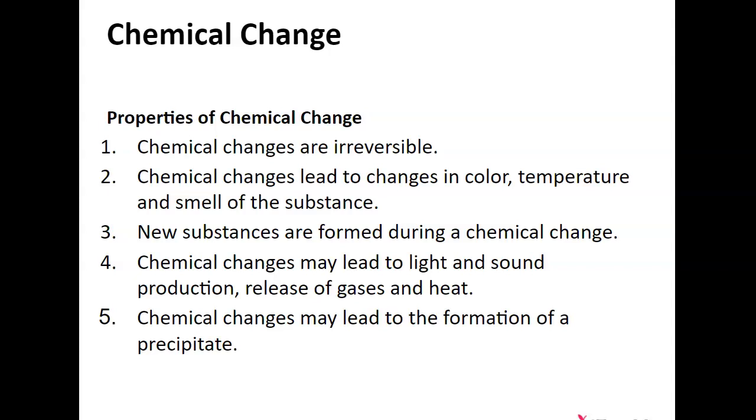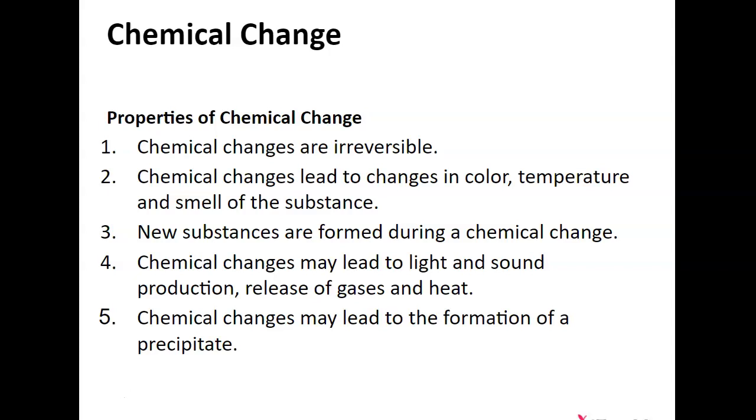Chemical changes may lead to light. We might see light being given off. We might be seeing sound produced. That might be like a gas exploding. We might see a release of gas. That sometimes in our lab you have to be very careful with, because what you'll see is little bubbles being given off in the form of a gas. They're not going to be huge in the lab that we're going to see, so you're really going to have to watch for that release of gas. And again, a release of heat. And a lot of times you can feel that. Sometimes we have to put in a thermometer to see a change in temperature.